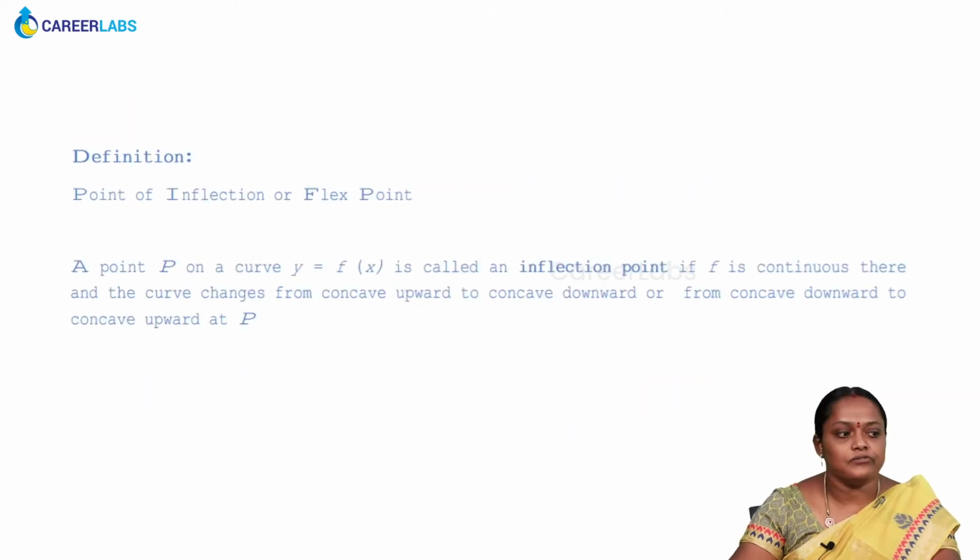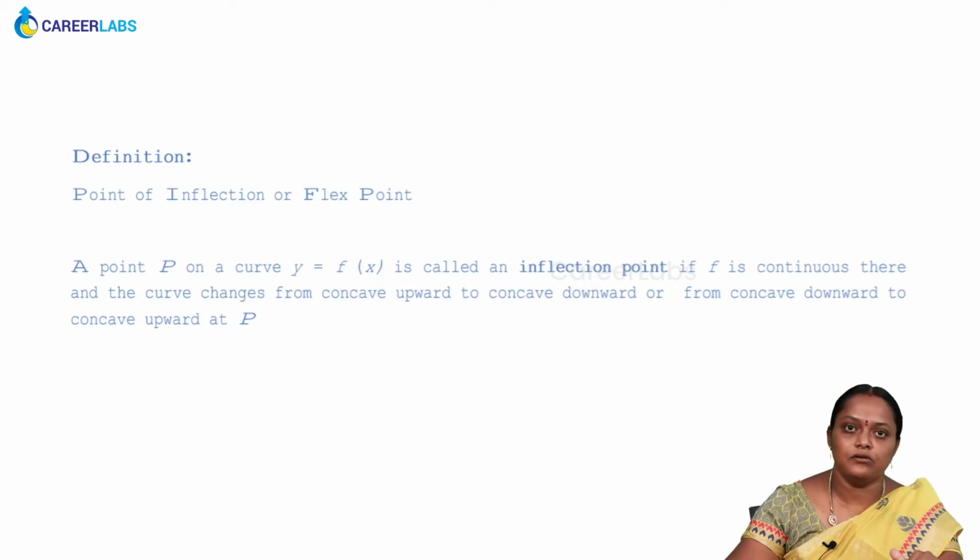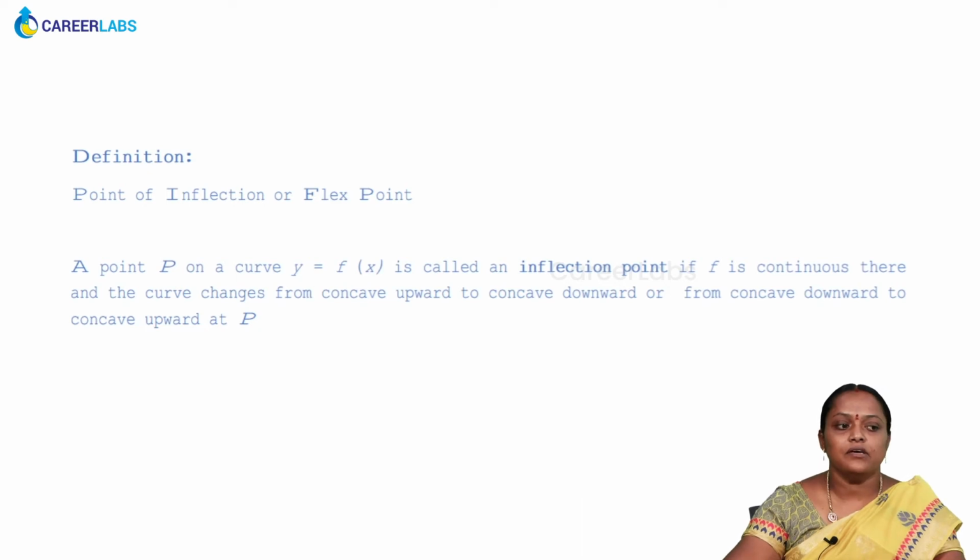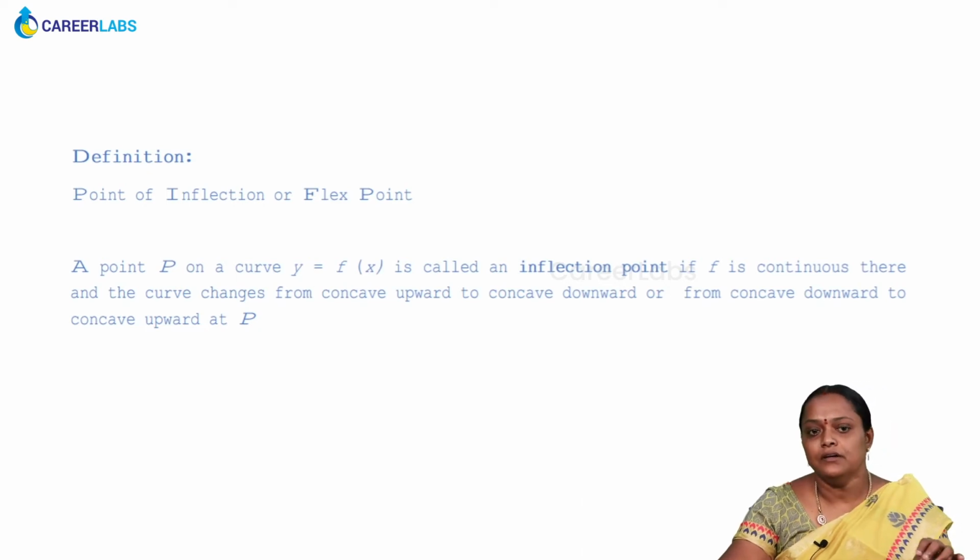Next is the point of inflection. A point P on a curve y equal to f of x is called the inflection point if f is continuous there and the curve changes from concave upward to concave downward or from downward to upward, either way. Okay, so that point we call a point of inflection or inflection point.